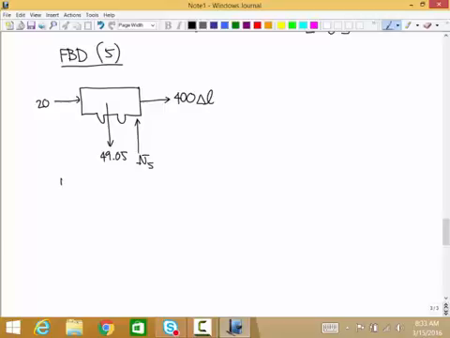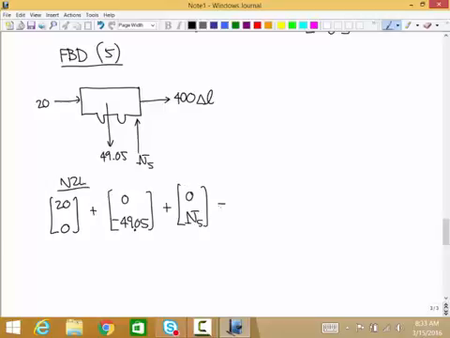Okay, that's right. So Newton's second law says 20, 0 plus 0, negative 49.05 plus 0, N5 plus, this is in the positive x direction, so 400 delta L, 0 is equal to the mass times the acceleration vector.